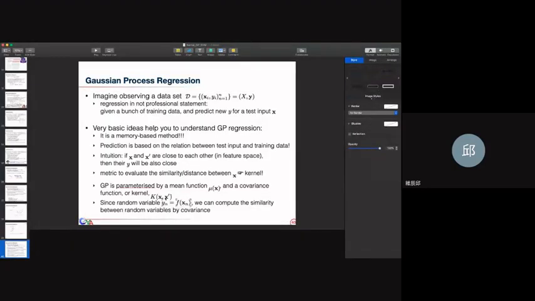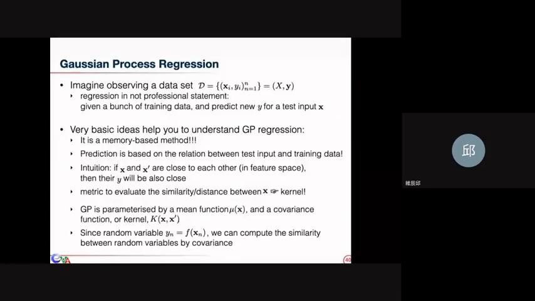I don't know why this runs away. Give me a second. Okay, good.